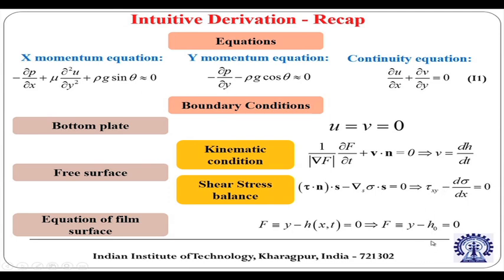And the equation of the film surface is F, that is y minus h(x,t) equal to 0, and for a flat surface it is y minus h0 equal to 0, that means y is equal to h0, right? That is the equation of the flat surface. But the equation of the curved surface which is evolving with time is y is equal to h(x,t). Okay.